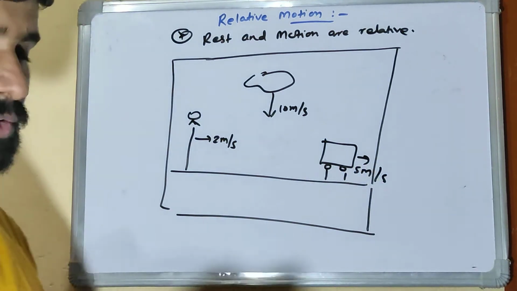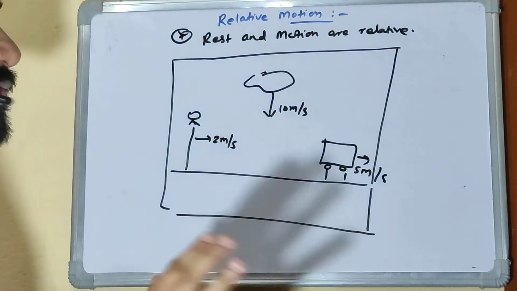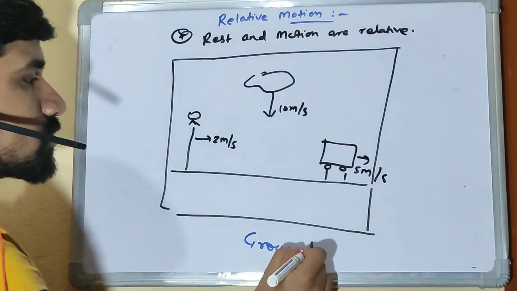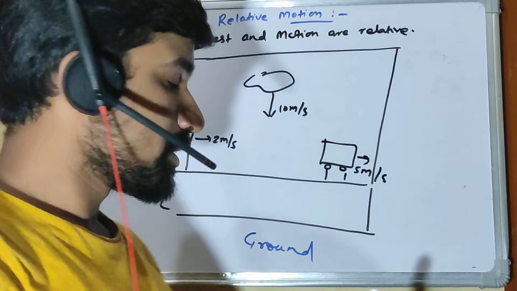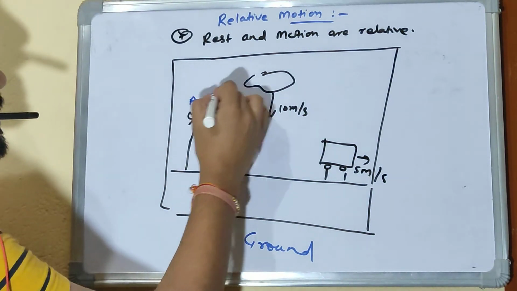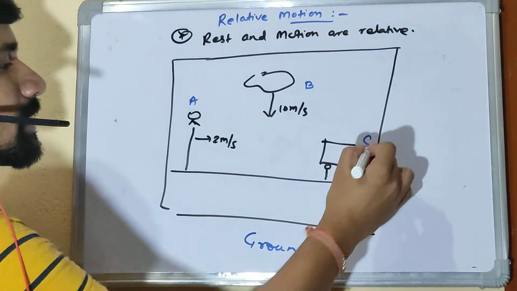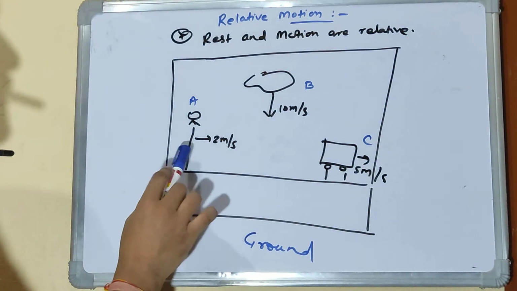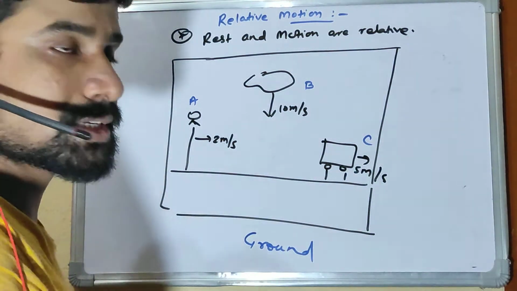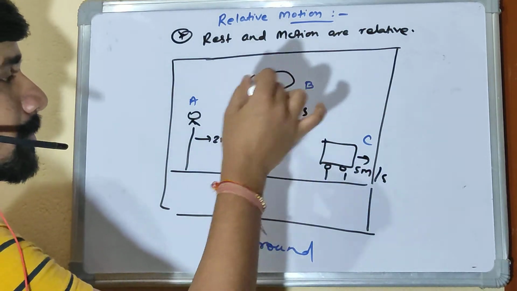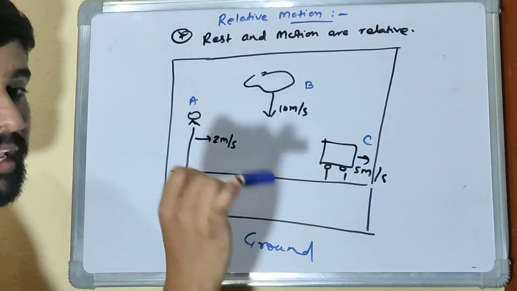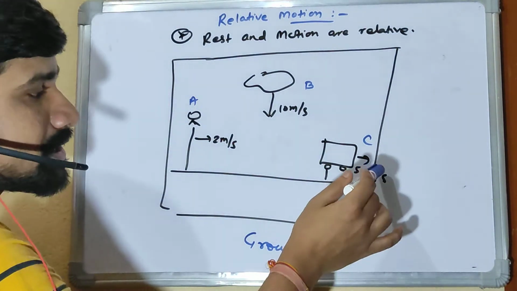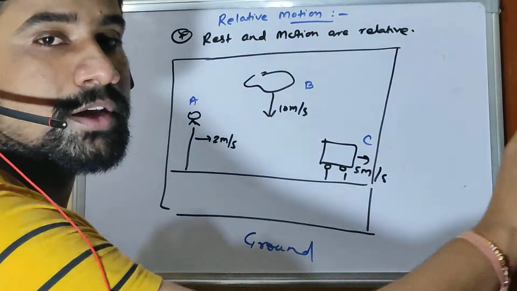Let's say this is the scenario, and all these velocities are in the ground frame. So this is ground, so all these velocities are in the ground frame. Let's say this is body A, this is body B, this is body C. With respect to ground, body A is moving at 2 meter per second in the forward direction. Body B, which is rain, is coming down at 10 meter per second vertically. Body C is moving at 5 meter per second in the forward direction.